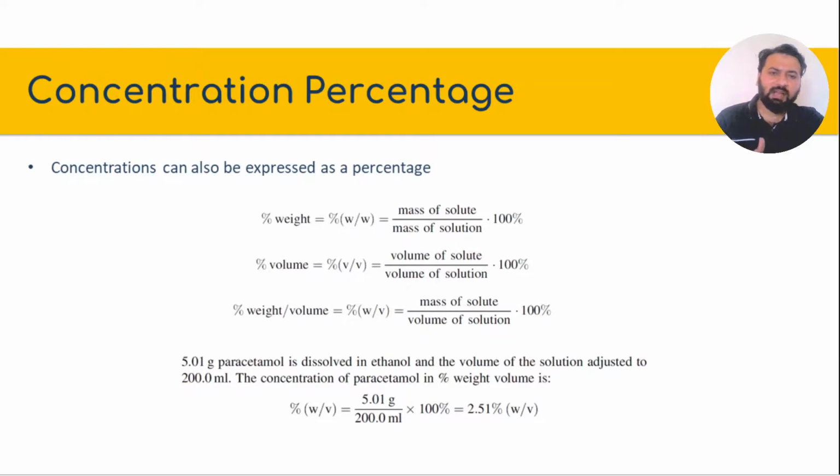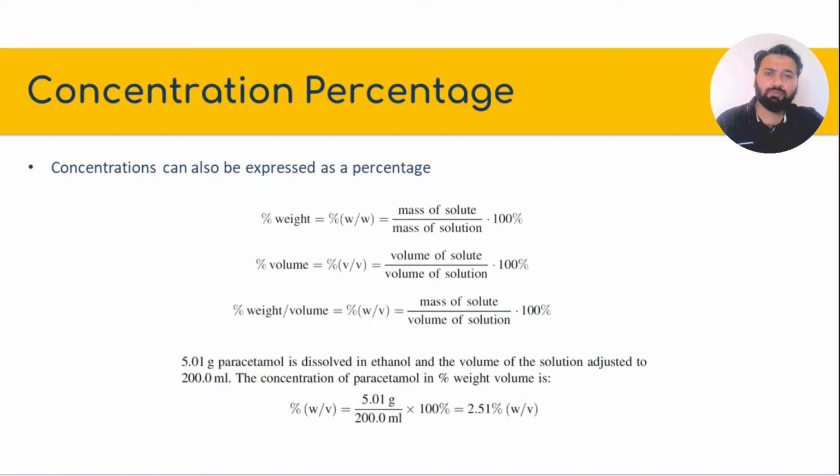Now see, this is an example: 5.01 gram of paracetamol is dissolved in 200 ml of ethanol. This ethanol is an alcohol. The total weight of the solution is determined to be 162.81 gram. The concentration of paracetamol in percentage weight, we have to calculate the weight by weight. So now the weight here is 5 gram.